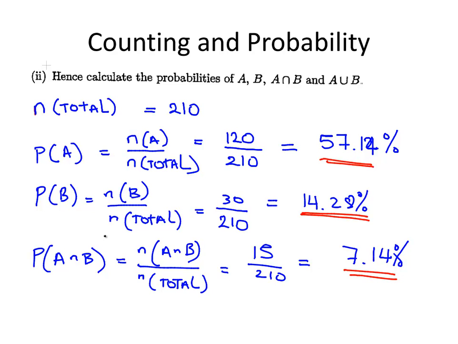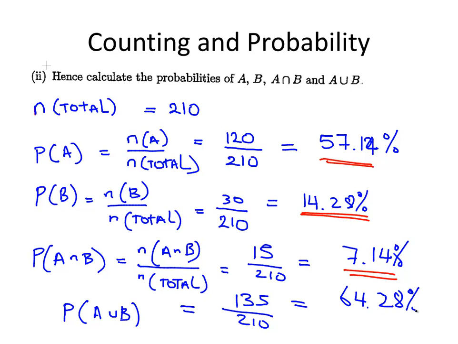Okay. And finally, I'm going to write down the answer to the last one. The probability of A union B is 135 divided by 210, and that is equal to 64.28%. So those are the answers to the 4 probabilities we are asked to compute. And that ends our presentation.